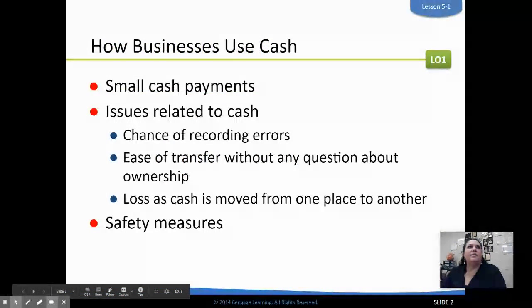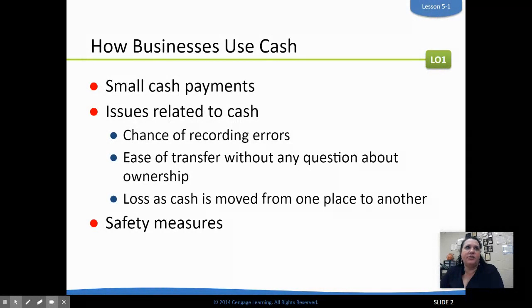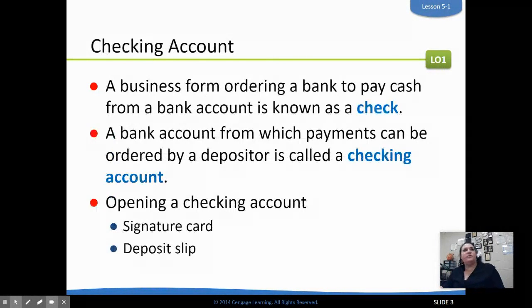Okay. So how businesses use cash. They use cash for small cash payments, issues related to cash. Some of those are chance of recording errors, ease of transfer without any questions about ownership, and loss of cash if moved from one place to another. So safety measures should be in place to make sure that you aren't using actual physical cash. Instead, that's why we use a checking account.